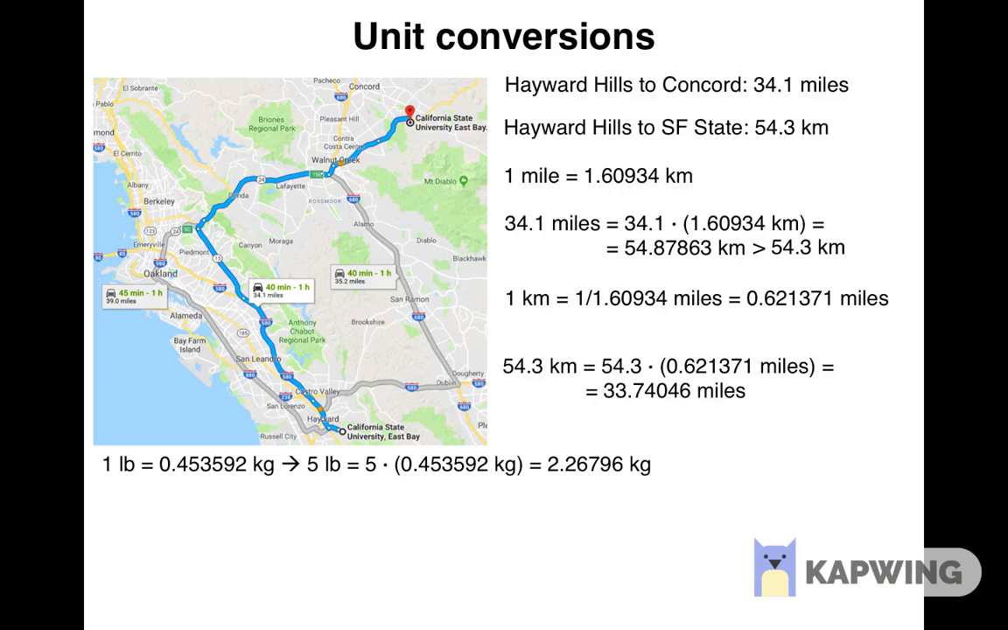Therefore, 5 pounds is 5 times the magnitude of a pound in kilograms, so times 0.453592 kilograms, and that is 2.26796 kilograms. On tests and quizzes, I will always provide conversion factors between different units for physical quantities that can be expressed in the base units of SI.